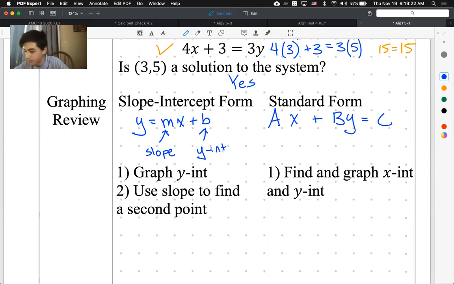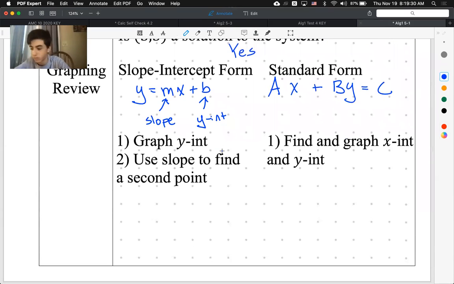If I'm being very specific, I would call B the y-coordinate of the y-intercept, because technically it should be 0, comma, whatever that number is, B. All right, so step number 1, graph the y-intercept. Step number 2, use slope to find the second point. And then for standard form you just have 2 steps over and over again: find and graph the x-intercept, then find and graph the y-intercept.